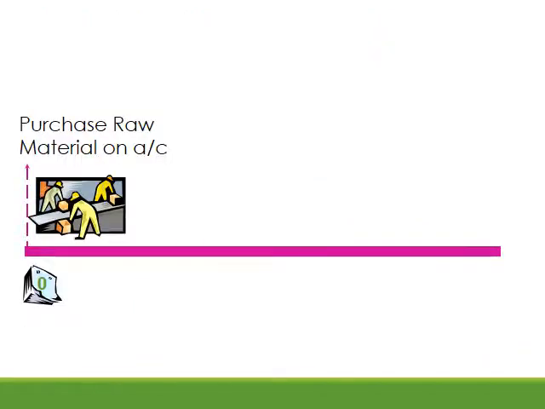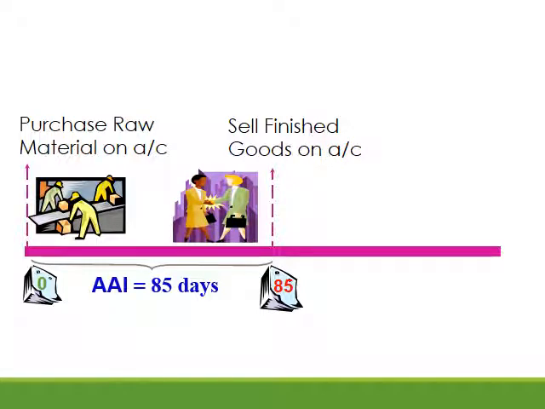So let's say on the very first day, Alpha company purchases raw material on account from suppliers, and you start to manufacture the product. Go to production to manufacture the goods, and they sell the finished goods on account to customer. On the whole, from the first day to the day you sell the finished goods, it took about 85 days. This is the AAI, average age of inventory, of 85 days.